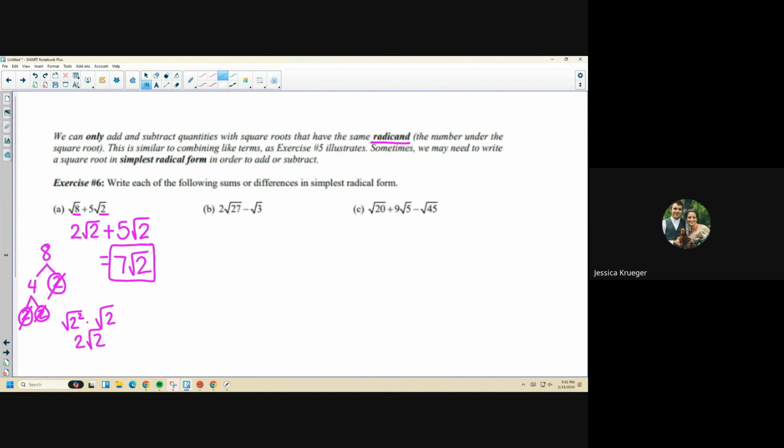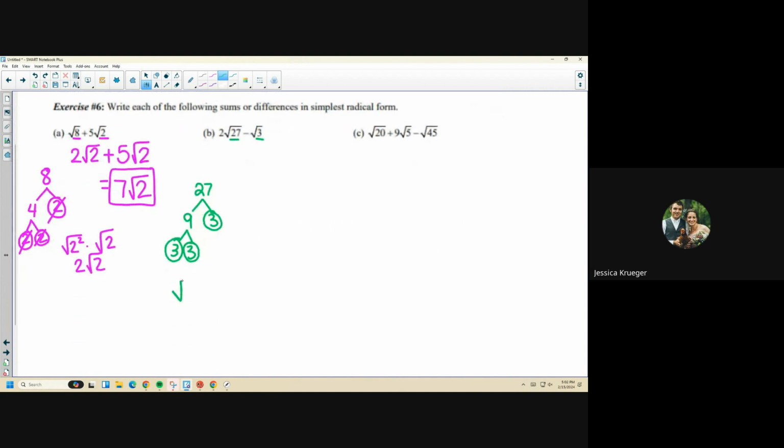B. My radicands are different. However, the perfect square of 9 can go into 27. So I actually think this can be broken down. 9 will break into 3 times 3. Again, square roots and squares undo each other. So I've got the square root of 3 squared times the square root of 3. That takes care of all 3 of those factors. And this becomes 3 radical 3.